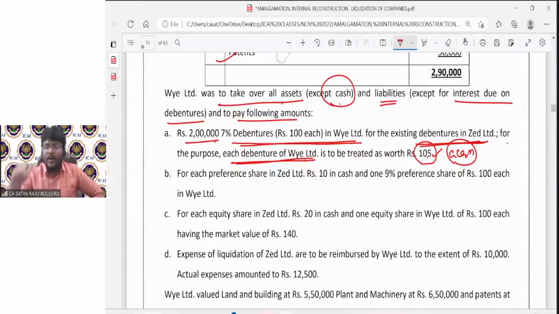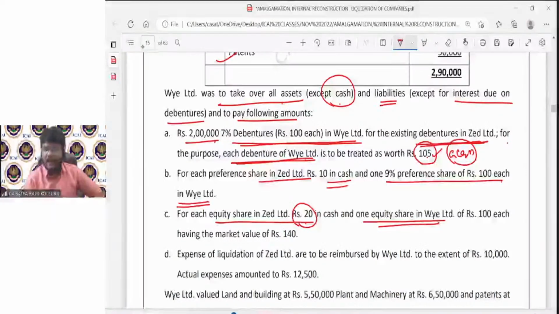At the time of incorporation of assets and liabilities, the debentures of Z Limited need to be incorporated at 2 lakh into 105%, which is 2,10,000. Am I right? Fine. For each preference share in Z Limited, 10 rupees in cash and a 9% preference share of 100 rupees each in Y Limited. We already considered this in the calculation of PC under the net payments method, I think. For each equity share in Z Limited, 20 rupees in cash and one equity share in Y Limited of 100 rupees each, having a market value of 140.